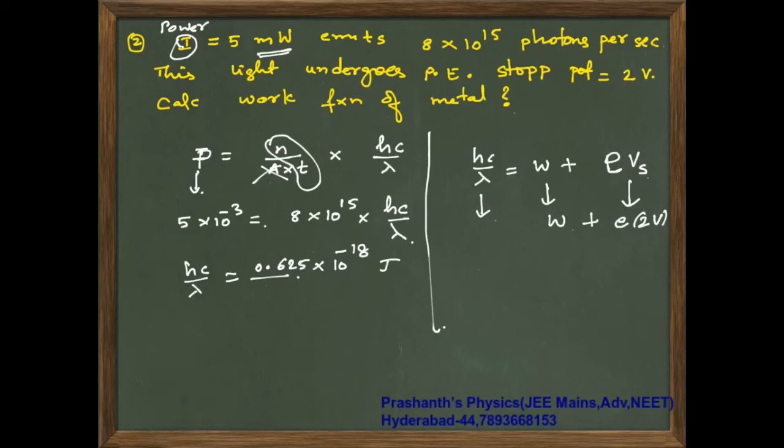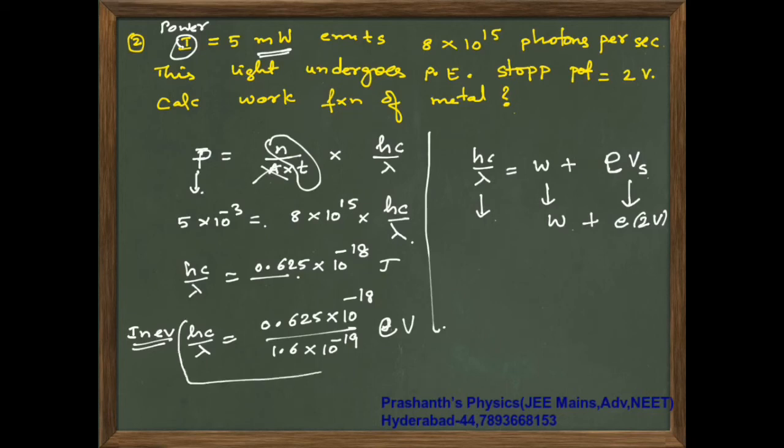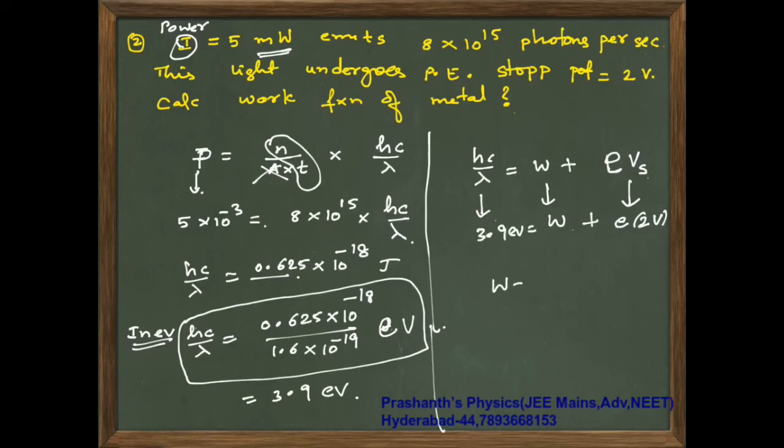Your hc by lambda is in joules. To convert this into electron volt, you have to divide with 1.6 into 10 power minus 19 joules. So that gives 0.625 into 10 power minus 18 by 1.6 into 10 power minus 19, since 1 electron volt is 1.6 into 10 power minus 19 joules. This is approximately equal to 3.9 electron volt. So 3.9 electron volt is equal to work function plus 2 electron volt. Your work function is 3.9 minus 2, which is equal to 1.9 electron volt.